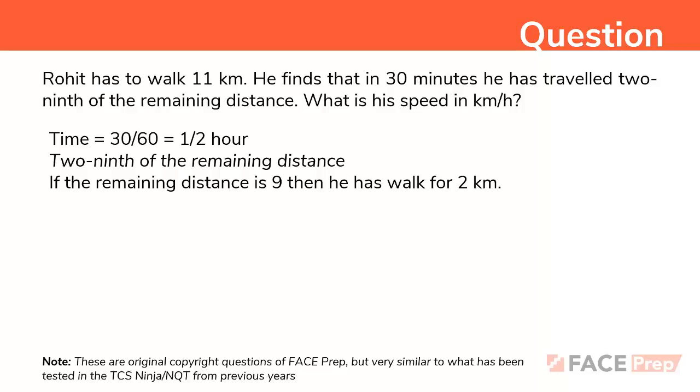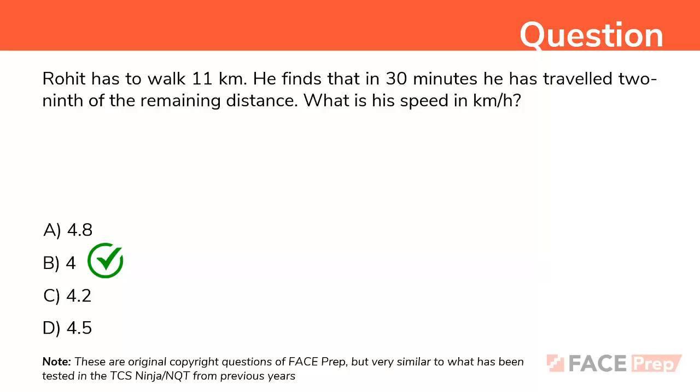So what is the formula? The formula is very simple: D is equal to S into T. So distance is equal to speed into time, that we know. Distance we already know is 2 kilometers. Time we know is half an hour, 1 by 2. So speed will be 4 kilometers per hour. This is our answer.